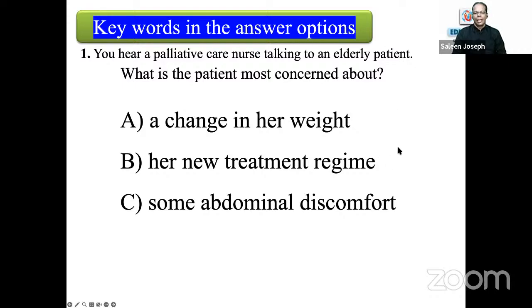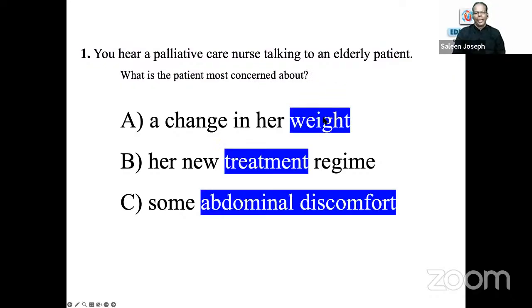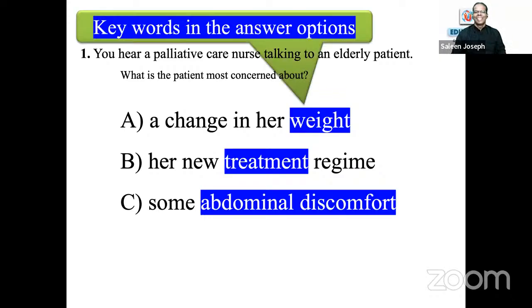We have seen the keywords in the answer options. I have not highlighted them, and I cannot highlight here, so I'll highlight and show you later. This is how: weight, treatment, and abdominal discomfort. You have to listen for these things and find out what he is concerned about. What is the main concern? Is the patient saying, I am so hefty and I need to reduce my weight? Or does he speak about a new treatment regime, that we have to change the treatment pattern or plan? Otherwise, it's abdominal discomfort, having a lot of problems in my abdomen or my tummy somewhere. Just listen for that. These are the keywords in the answer options.